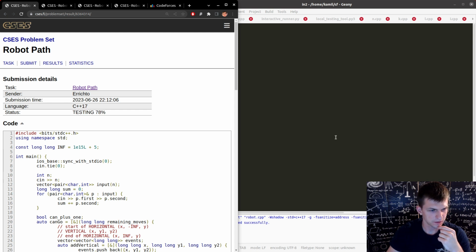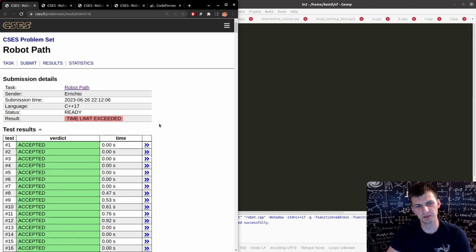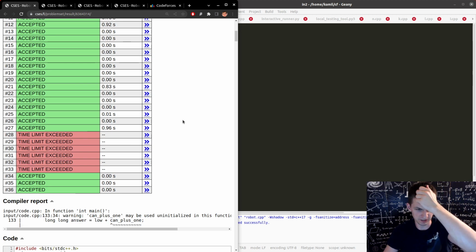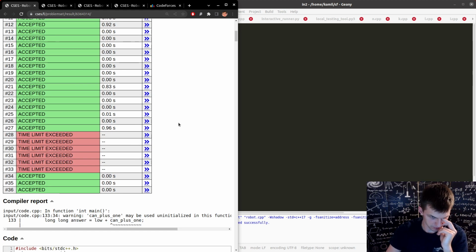L5, R5. If it's accepted, then I don't need to do it. Okay, time limit exceeded. So I cannot do binary search and sweep lane.